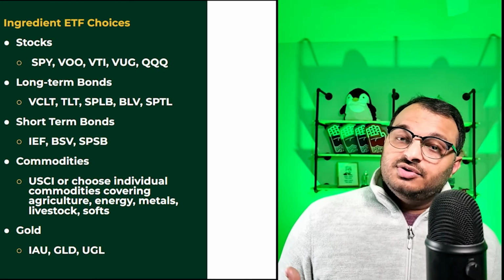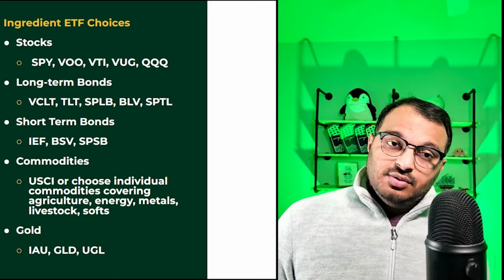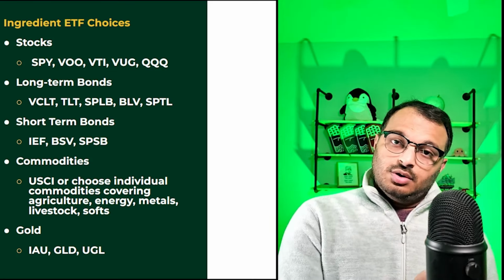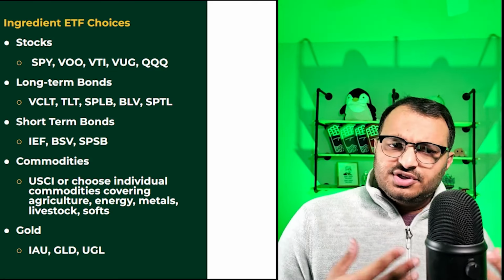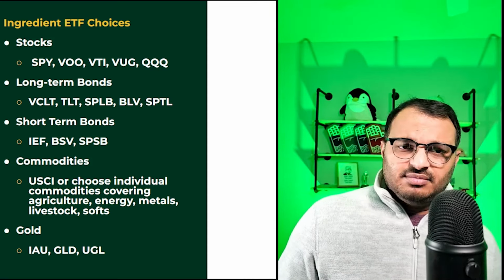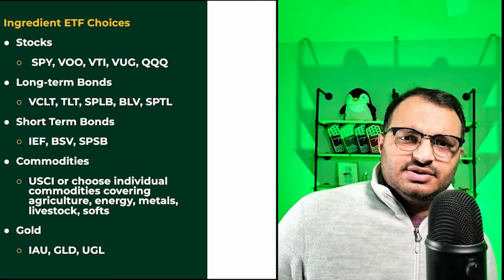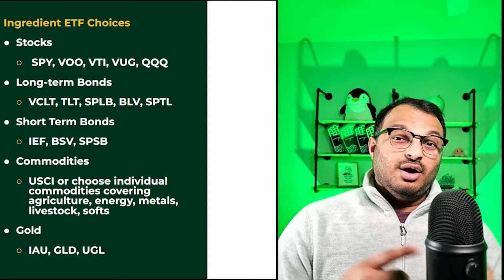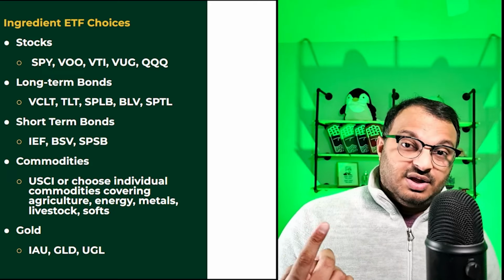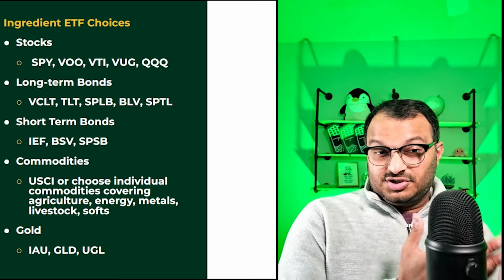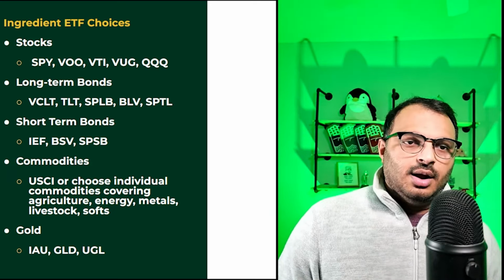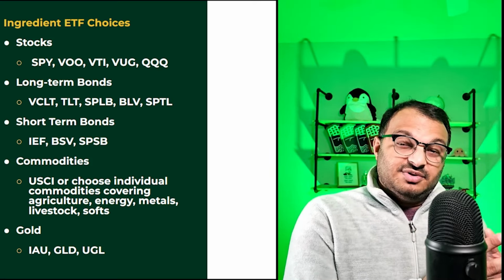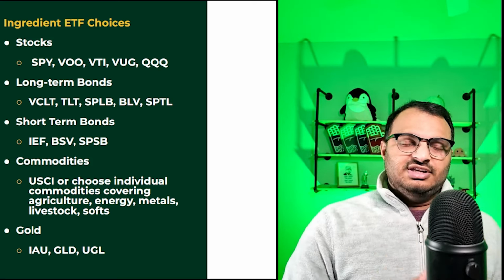Okay, so I showed you the ingredients. Now I am showing you the ETFs that will go toward each ingredient. So for stocks, I have a few choices for each of these. You don't necessarily have to buy all of them. You could just pick one. For me, for stocks, I picked 3 and split that 50% of the stock allocation into 3 ETFs.